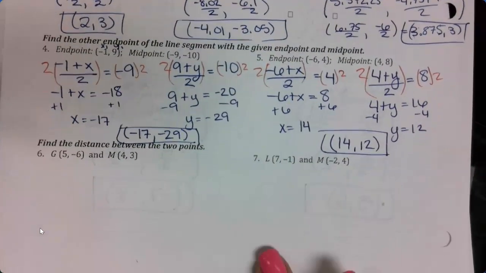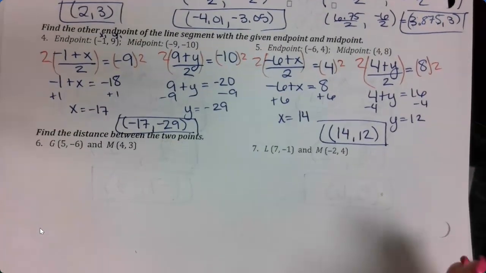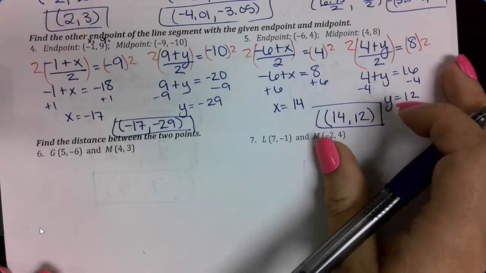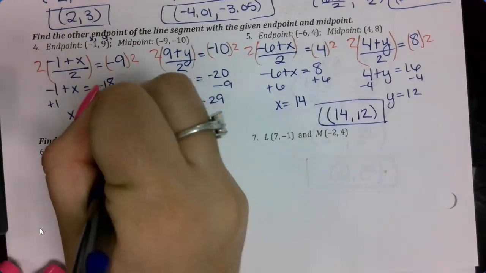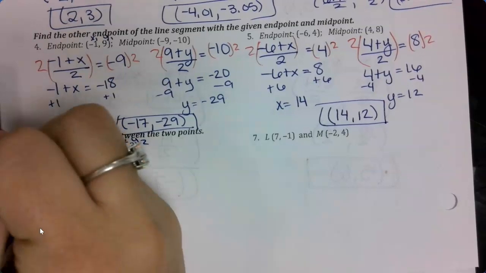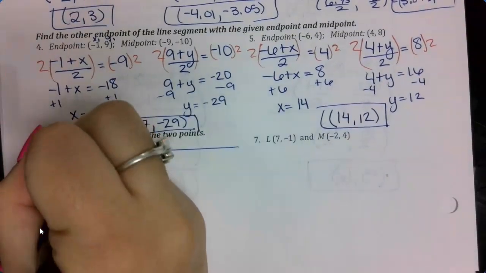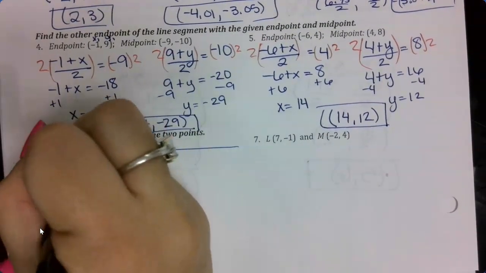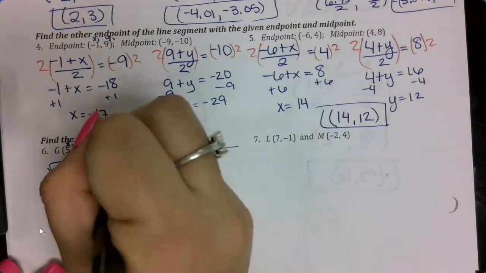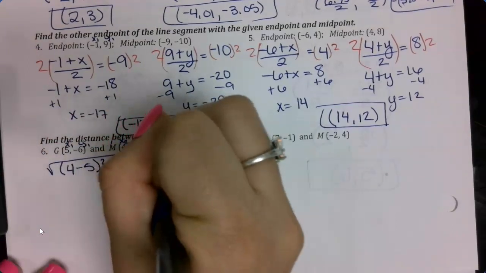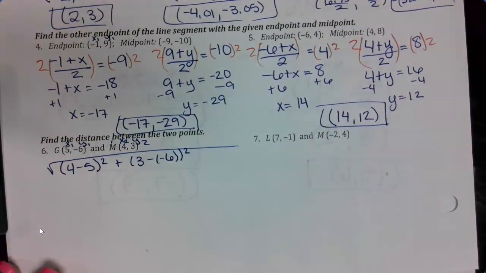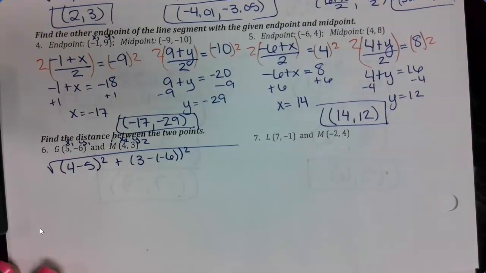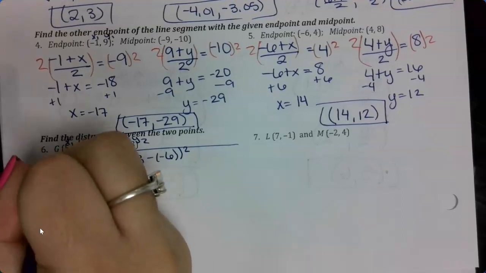Okay, so I'll work through the last two with you. It just wants to find the distance. So I'm going to use my distance formula. I want to label x sub 1, y sub 1, x sub 2, y sub 2. Plugging in, I'm going to have 4 minus 5 squared plus 3 minus negative 6 squared. And this is just using the formula at the top of our page.